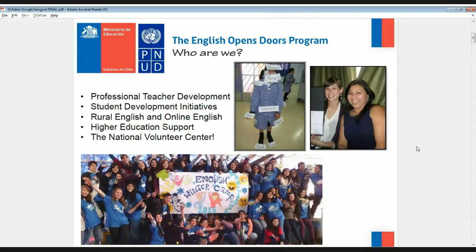You'll be strengthening public education here in Chile. You'll be increasing the access to quality English instruction as well of your students. And you'll really be impacting them and changing their attitudes towards learning English and also towards learning in general.